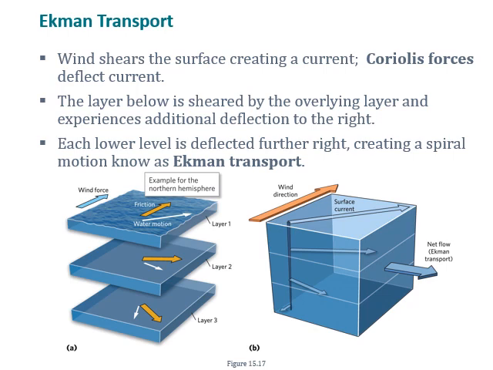So wind shears the surface, creating a current, and Coriolis forces deflect the current. The layer below is sheared by the overlying layer and experiences additional deflection to the right. So imagine that the wind, if you blew across a glass of water or a hot coffee, you'd see ripples on the top of the surface. And then that water on the top is actually creating some drag on the water below it. Each lower level, however, is deflected further to the right, and this creates a spiral motion known as the Ekman transport. Okay, this is the case for the northern hemisphere.